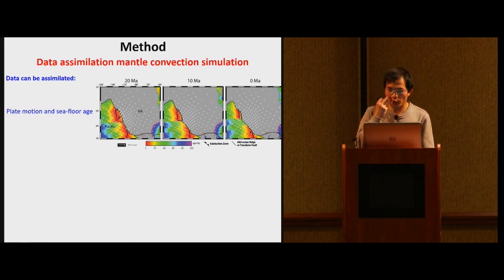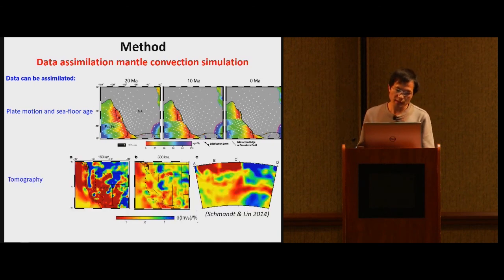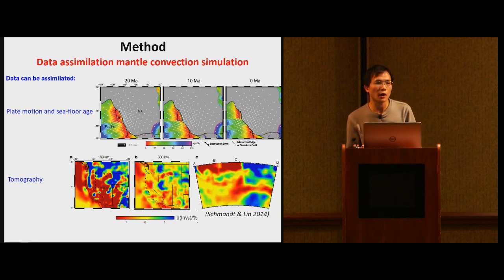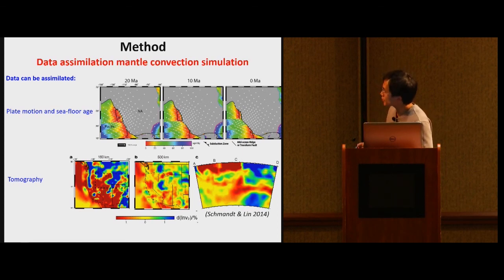Plate motion and seafloor age are from the magnetic data in the seafloor, and they are very accurate. Now we can refer back to 150 million years ago or 250 million years ago for plate reconstruction. Another type of data we can use is tomography, the current 3D image of our Earth. And this is the 3D tomography for the Western US.